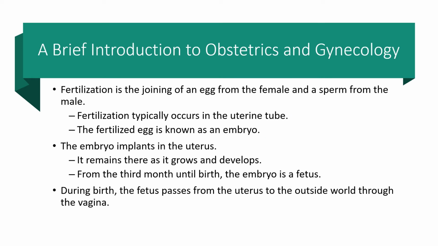Fertilization is the joining of an egg from a female and a sperm from the male. Fertilization is going to typically occur in the uterine tube. The fertilized egg is known as an embryo. The embryo implants in the uterus, and that's where it grows and develops. From the third month until birth, we call the embryo a fetus. During birth, the fetus passes from the uterus to the outside world through the vagina.